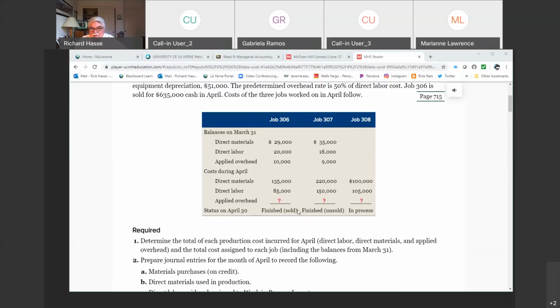How much, Kathy Campbell, will applied overhead be for job 306? Mr. Wainwright, how much would applied overhead be for job 306? That'll be about 40, I'll have to do a calculator. Vince, your voice has changed. Is this Vince?